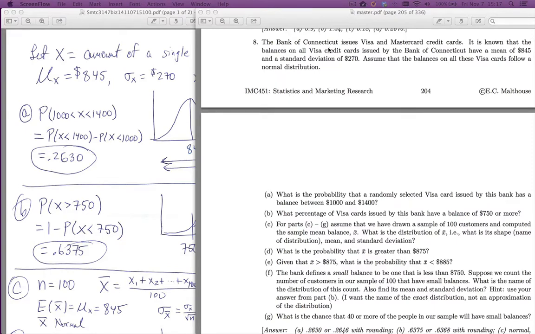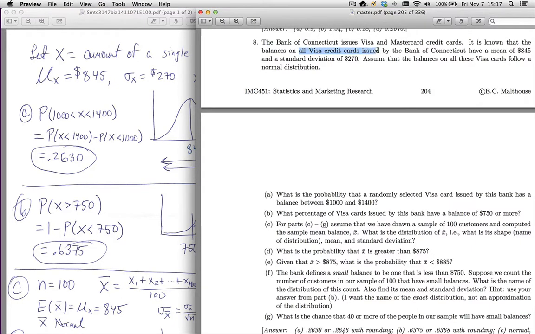Let's read through it. So the Bank of Connecticut issues Visa and MasterCard credit cards. It is known that the balances of all Visa credit cards, so "all" is a very important word there because it's referring to everybody. It's a census, okay? So whenever you see that it's all credit cards, or all of the population, that means that you're going to be told parameter values. Okay, so all the credit cards have a mean balance of $845. And the standard deviation is 270.